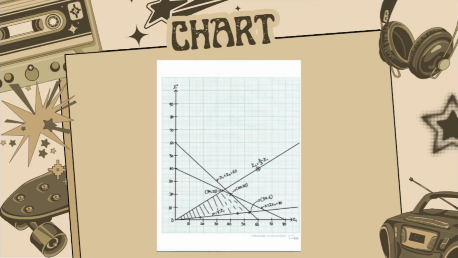The most important part of this chart is the shaded triangular area in the middle. This is our feasible region. It represents a valid combination of dinners we can sell that follow all our rules. In linear programming, the best answer is always found at one of the corner points of this region. Looking closely at the intersections, we have identified 3 critical corners. The first at coordinates 34 and 23, the second at 40, 20, and the third at 54, 6.